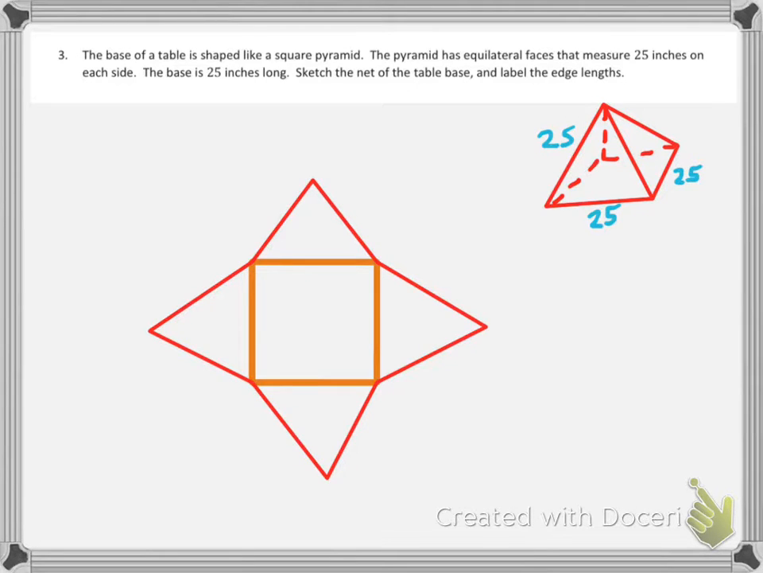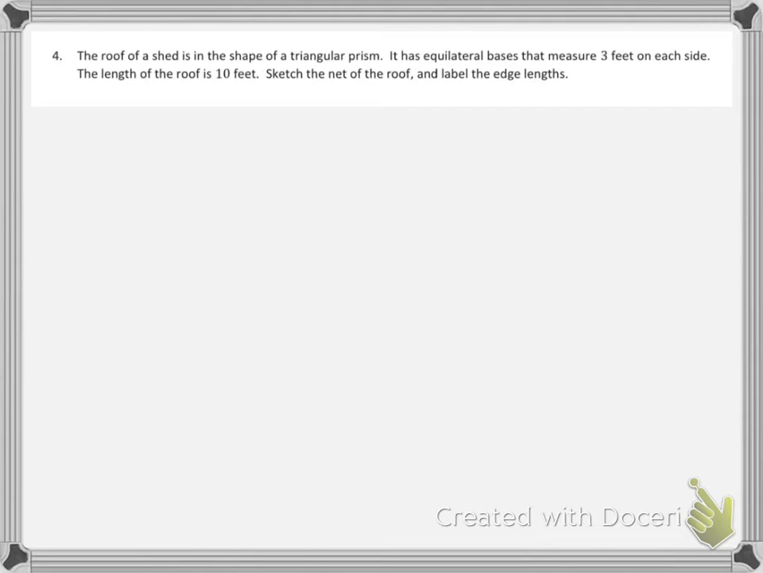All right, and if I were to label these, everything would be a 25. This would be a 25. This would be a 25. And each of these triangular legs would also be 25s all around. Okay, and last one. The roof of a shed is in the shape of a triangular prism, and it has equilateral bases that measure 3 feet on each side, and the length is 10 feet.